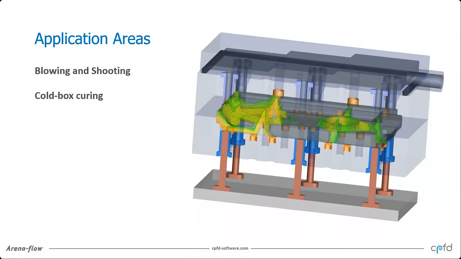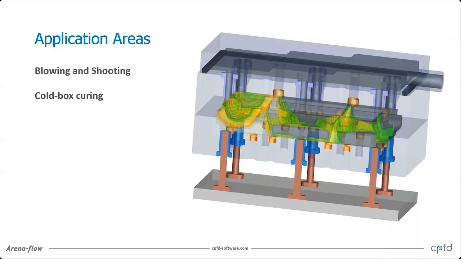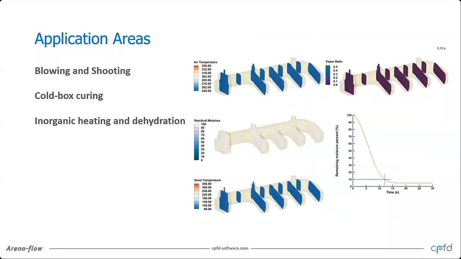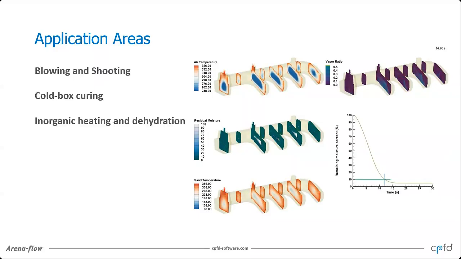Next is for cold box cores, the curing, the progression of amine or SO2 through the tooling itself, looking at things like the first to cure areas, which are indications you're probably using excessive consumables dosage, and last to cure, which is typically affecting your cycle times. For inorganic systems, we're looking at the temperature of the air, the sand, the moisture in the core being dried out, and then going into the gas phase and coming out. Is it redepositing elsewhere? Is it over drying? So that's inorganic heating and dehydration.